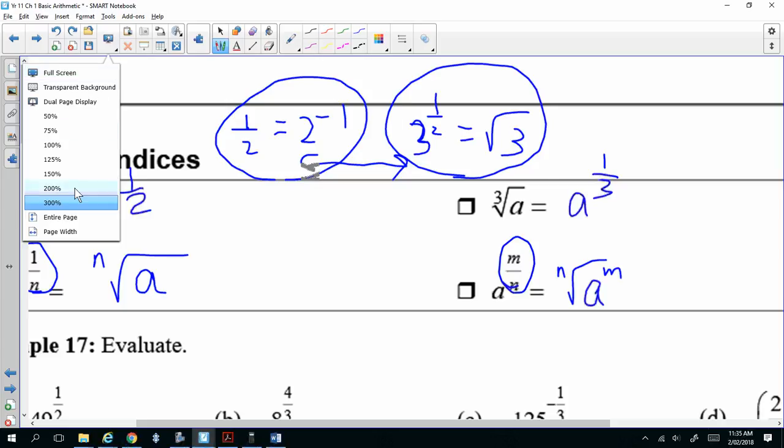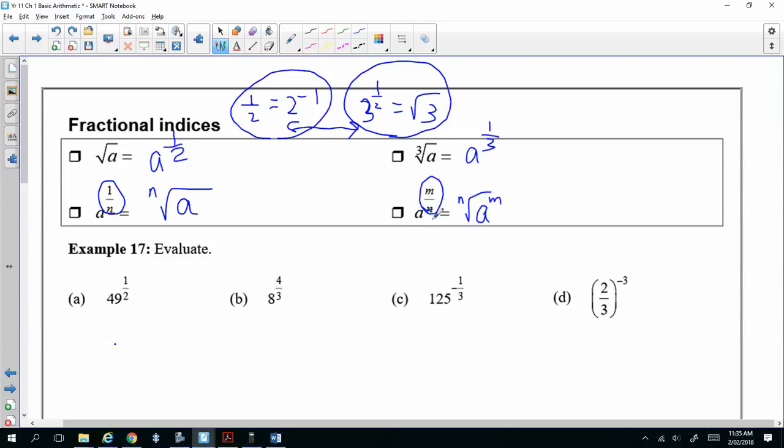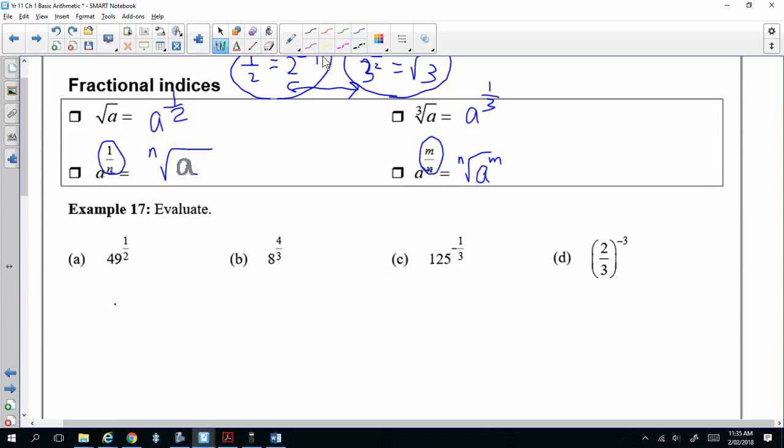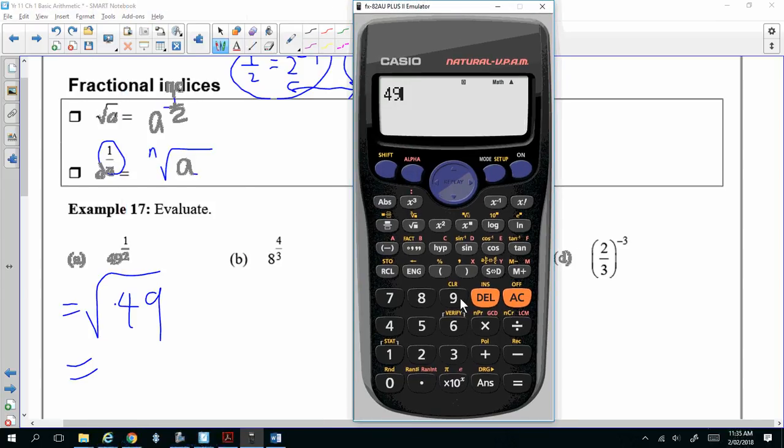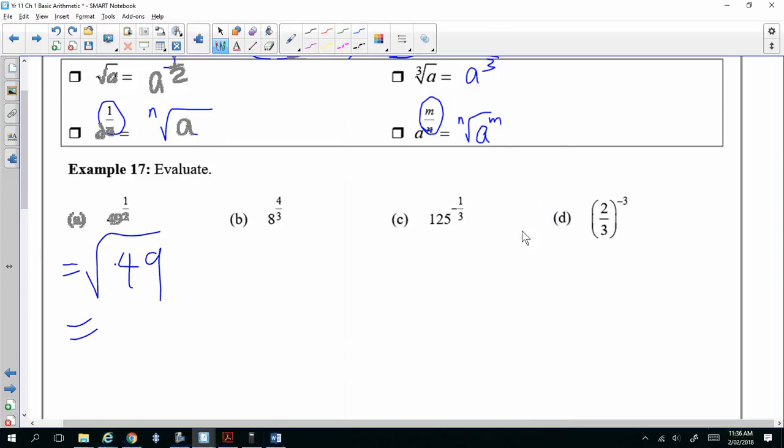All right, first one's pretty easy, square root of 49. Now your calculator is capable of handling fractional indices. So if you do 49 to the power of half, so you just write 1 over 2, it should give you 7. Just like you do square root of 49, gives you 7 as well. Okay, so you can do that on a calculator. But for the purpose of this exercise, I want you to practice writing them as a surd.